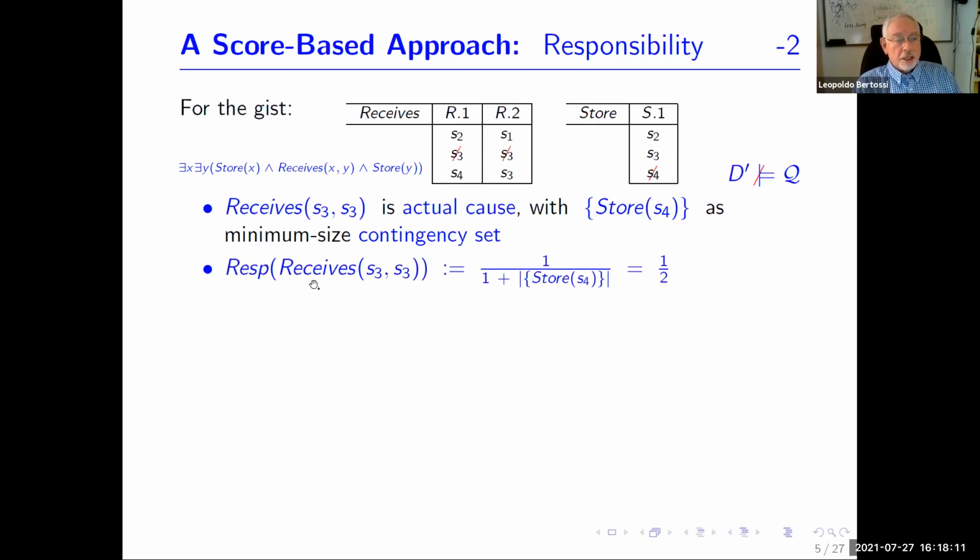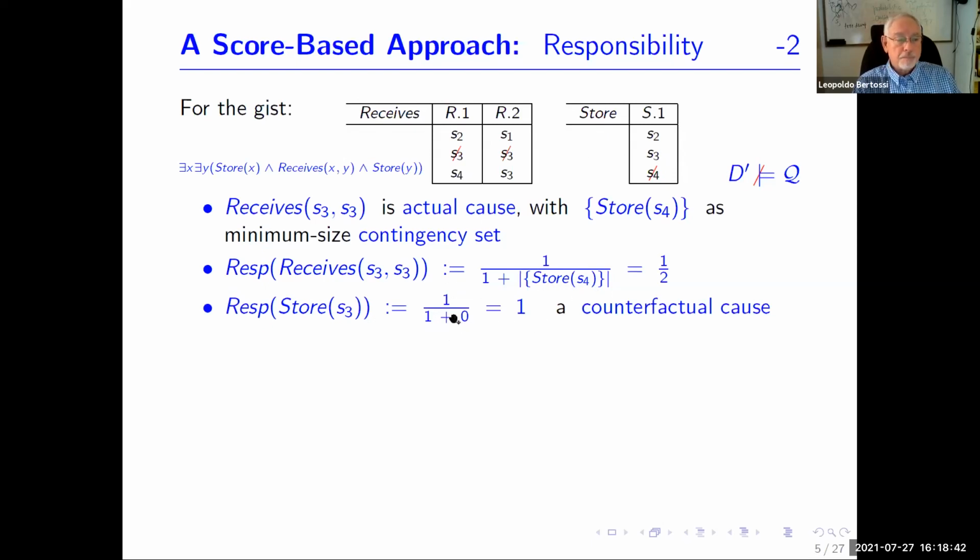So the responsibility of receives, this one, is defined as 1 over 1 plus the size of a minimum size contingency set that has to accompany the tuple in question. In this case it is 1/2. Whereas if we delete this tuple S3, we immediately invalidate the query. So the responsibility is 1 over 1 plus 0 because we don't need a contingency set. So the value is 1 and we have a counterfactual cause.